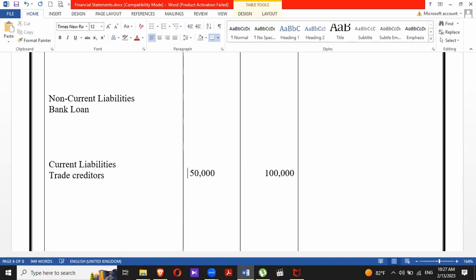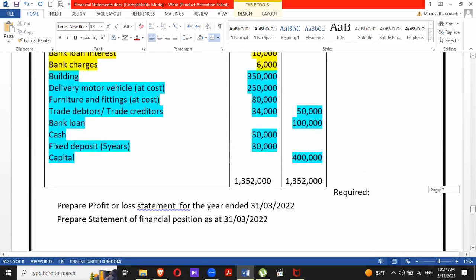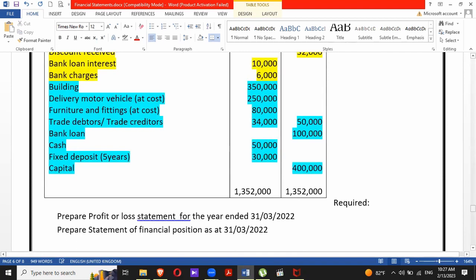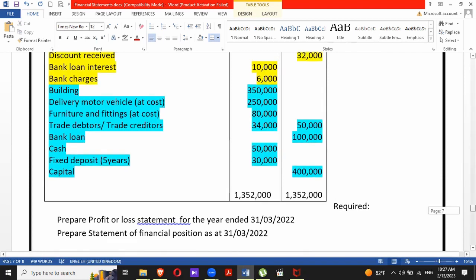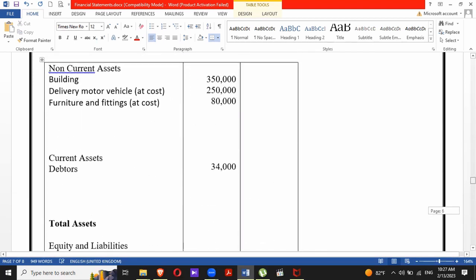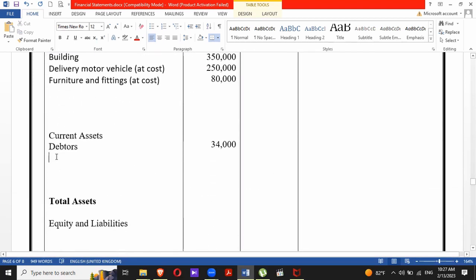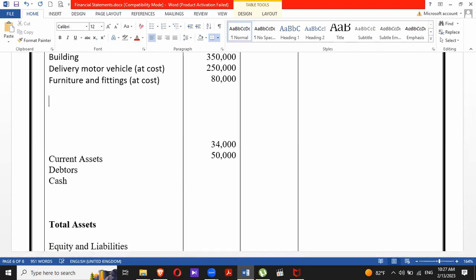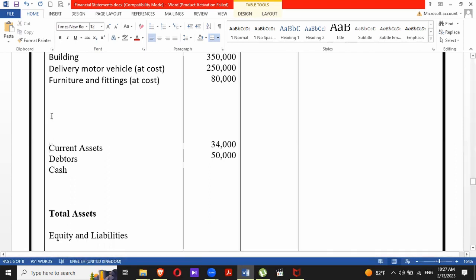Very few things now we have to record. Last 3: cash 50,000, fixed deposit 5 years 30,000. Cash 50,000 comes under current assets. And fixed deposit 5 years. That means directly it is given as a non-current asset, that is fixed deposit, right?